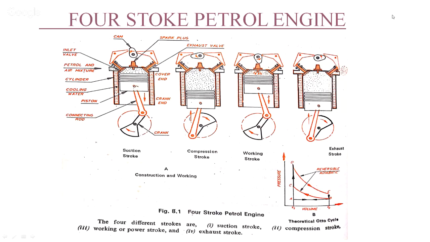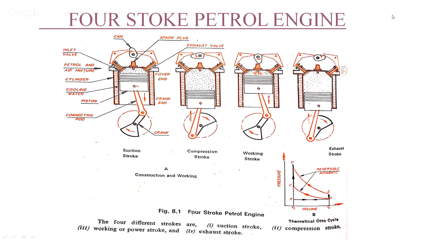Now, come to the second diagram. Now, the piston starts moving from BDC to TDC. In this stage, both the inlet valve and the exhaust valve remain closed. As the piston moves upwards from BDC to TDC, the charge inside the cylinder gets compressed. So as it reaches TDC, the compression becomes maximum.